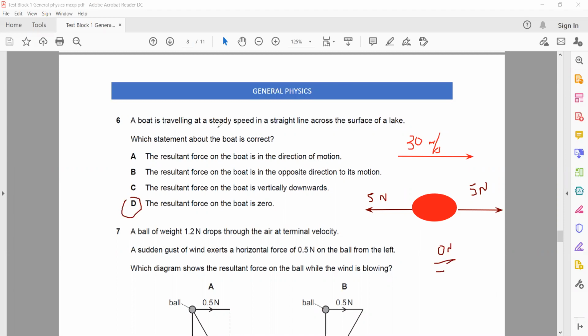The resultant force should be 0 because they mentioned steady speed in a straight line. But if it was a circular motion, even though they mentioned steady speed, then there should be a resultant force towards the center. So there should be no resultant force when an object is moving at a constant speed in a straight line.